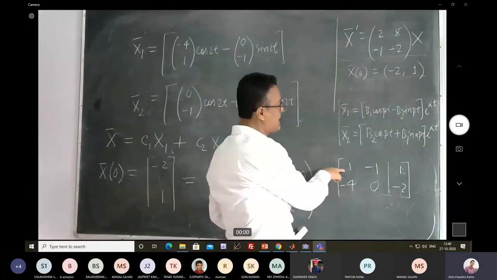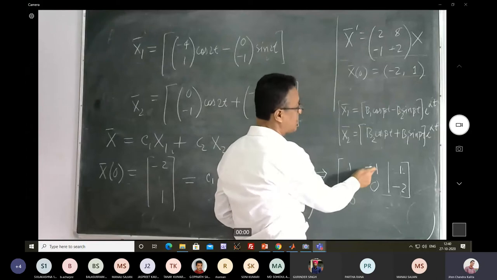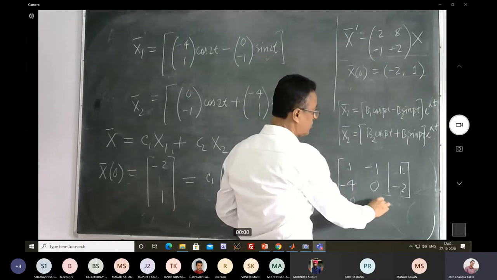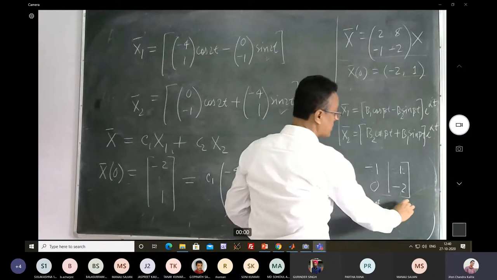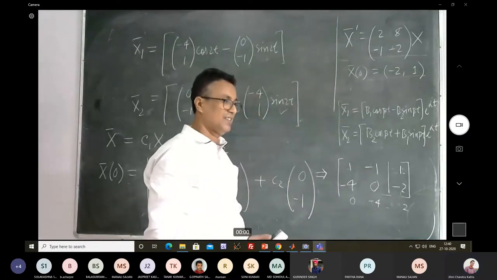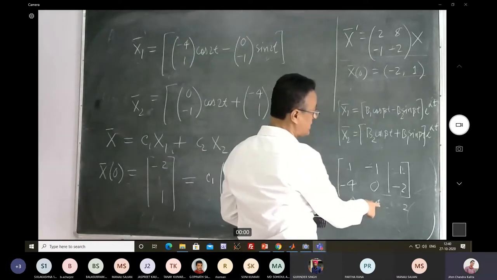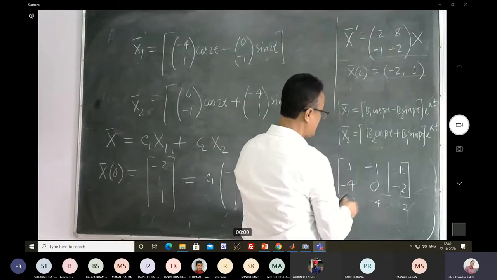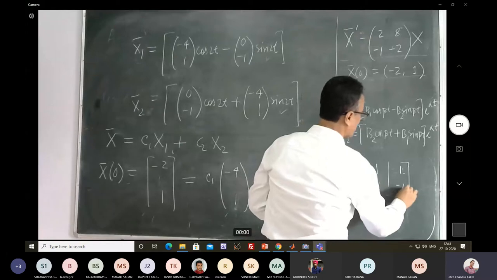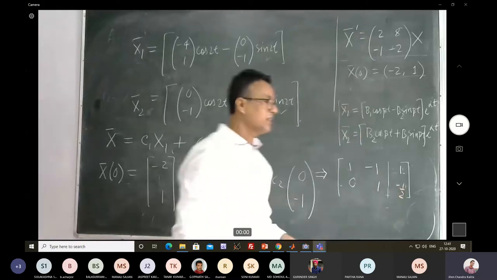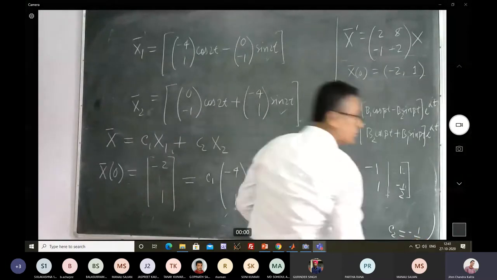So basically, I am multiplying the first row by 4 and adding it to the second row. So this becomes 0, this is going to be minus 4, and this multiplied by 4, this is going to be 2. Is it okay? Fine. So eventually I am going to get simply 1 and minus half, after some transformation.